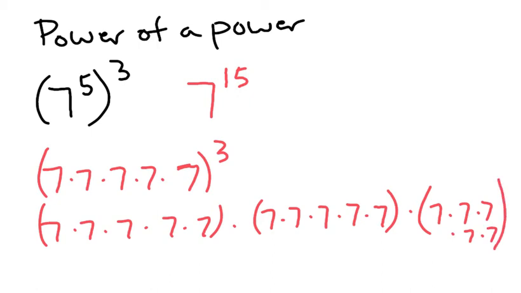See, there's 3 sets of them because this part means 7 to the 5th. That's 7 to the 5th power. And then 7 to the 5th power to the 3rd. So 1, 2, 3 groups of 7 to the 5th. And when you count those up, you have 15, 7 to the 15th. So you actually get to multiply this time. That's exciting.